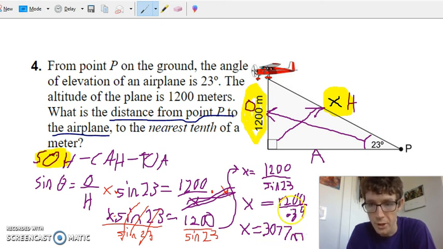That's about 3 kilometers. So that's the distance from P to the airplane. So we just found this distance here. We found the hypotenuse of the triangle, and you can say this is our answer. This is the distance from point P to the plane.